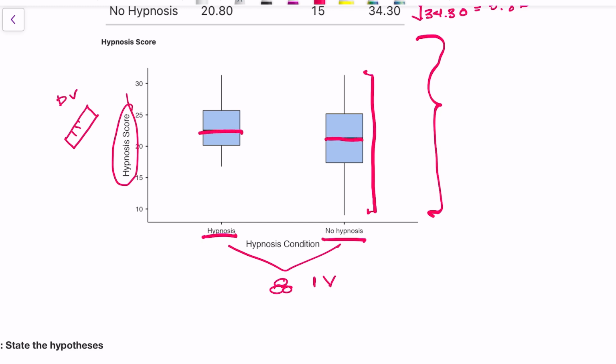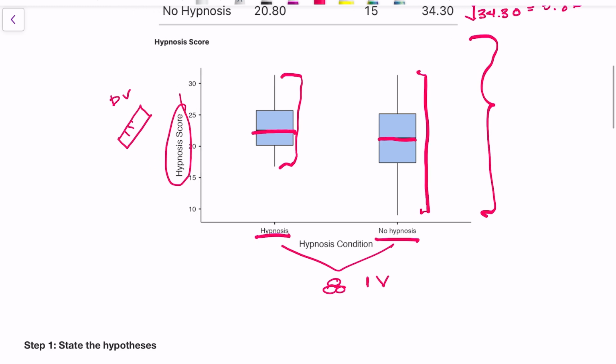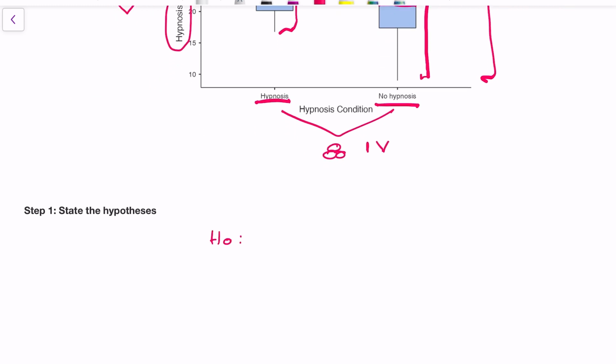They're not that different. We could actually just go ahead and find the descriptives. That would also help us. We can see the range here, not as wide for hypnosis. So I see a difference here, but the question is, and the reason why we're going to do our statistical test is to be able to say, is there a statistically significant difference? Okay, so first we're going to do our pair of hypotheses: null and alternative.